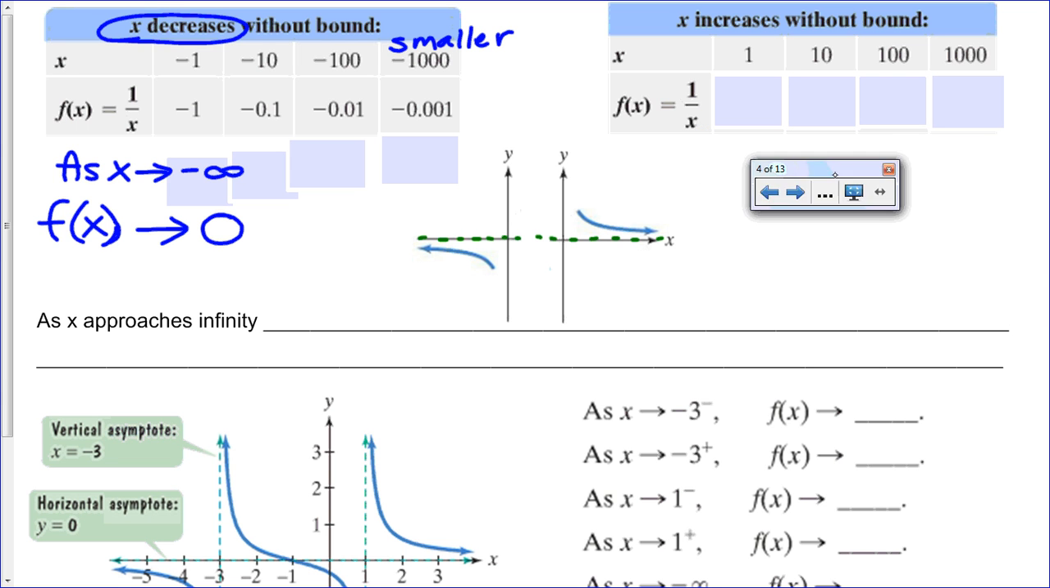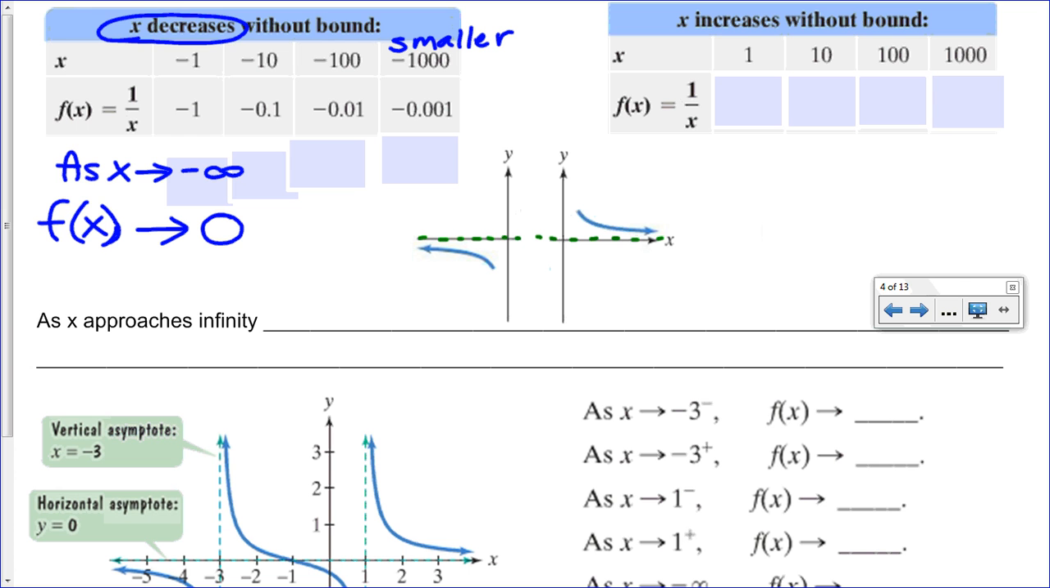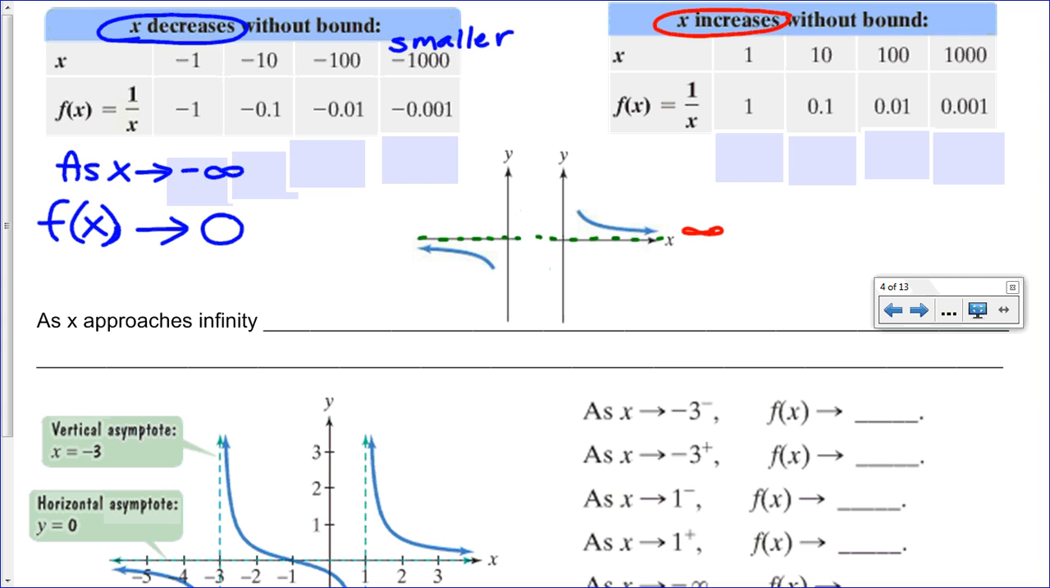Now, let's look at what's happening on the right side. If we divide 1 divided by 1, we get 1. 1 divided by 10, we get 0.1. 1 divided by 100, we get 0.01. 1 divided by 1,000, we get 0.001. So you guys can see that as the x values increase without bound, that means they're going towards infinity. So we say as x approaches infinity, the function values are going to approach 0.